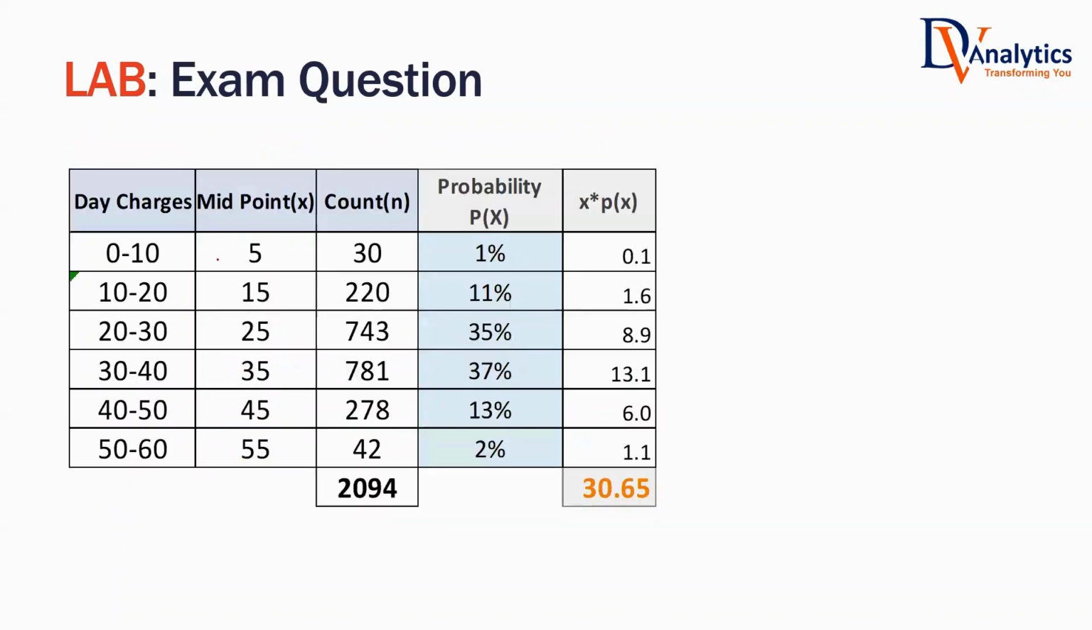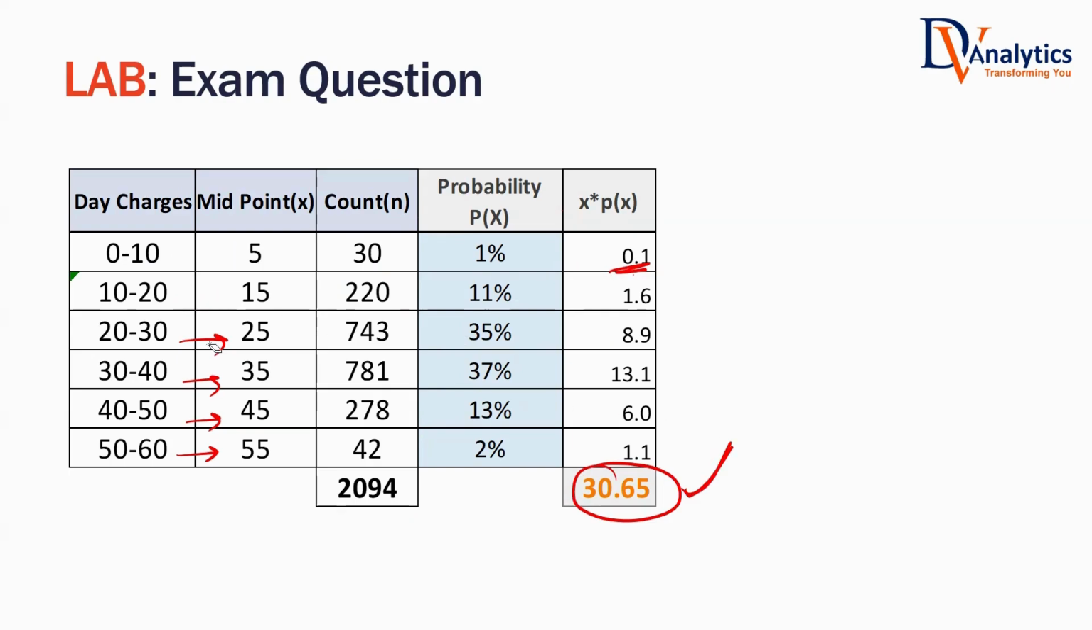So the way that we do it is you calculate the midpoints, and then you calculate the probability. 30 divided by 2097, 220 divided by 2097. These are all the probabilities. Then X into midpoint, which is X into probability of that. This is the expectation. This is one more way of calculation.